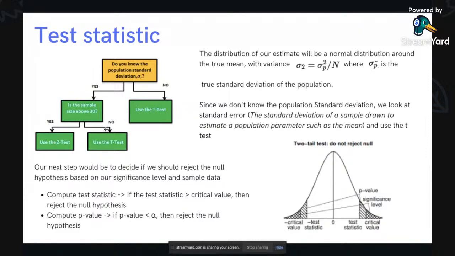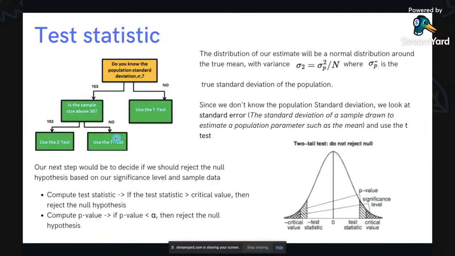But for an A/B test specifically, we don't have the population variance or standard deviation, which intuitively means how far the data has been spread across. So we don't know that for the whole population, right? Because we don't have the population data. So for that purpose, we use the t-test.